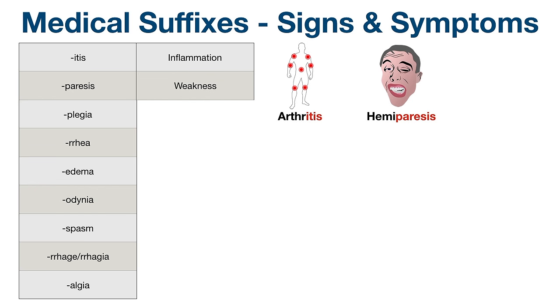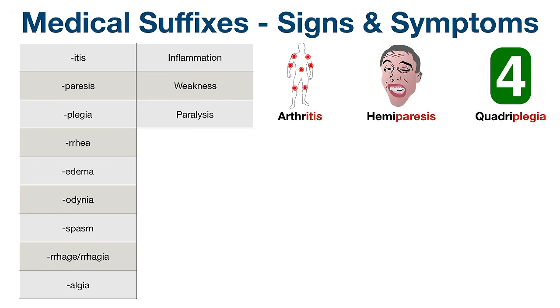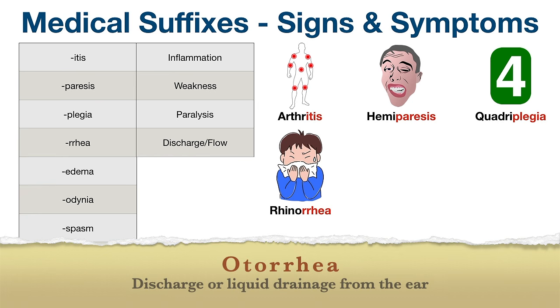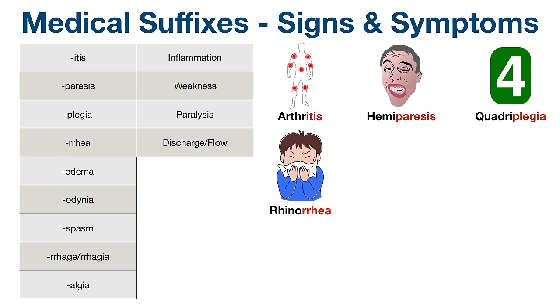All of the examples through now have been a root followed by a suffix. The next suffix is plegia, which refers to paralysis. For example, quadriplegia means paralysis of all four limbs. It's another prefix and suffix combination where quadra means four. Moving on to rhea, this means discharge or flow. An example is rhinorrhea, which is a runny nose or nasal discharge, which makes sense because we know rhino refers to nose. Another example is otorrhea, which is discharge or liquid drainage from the ear. Again, we know oto refers to ear.